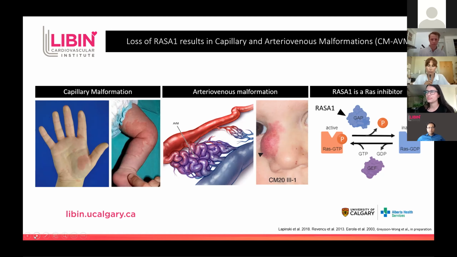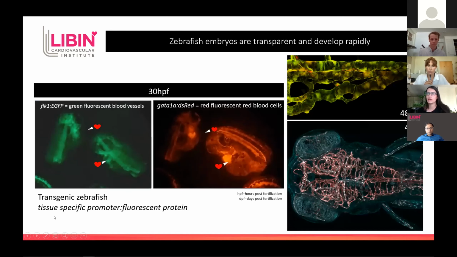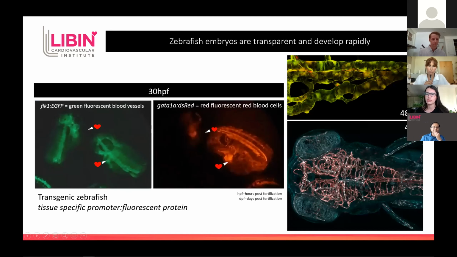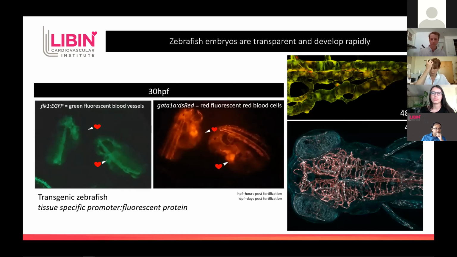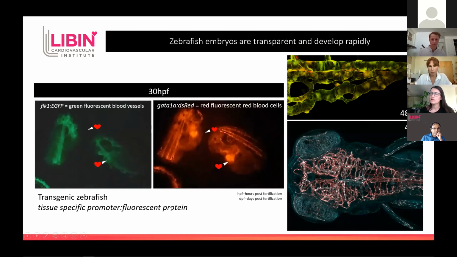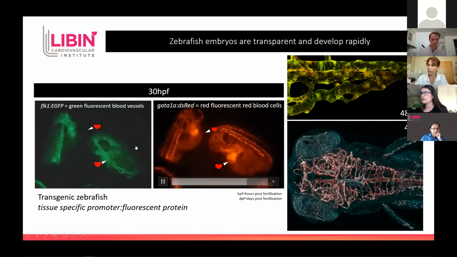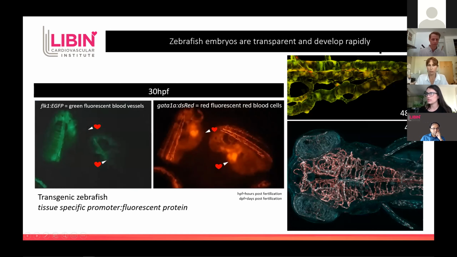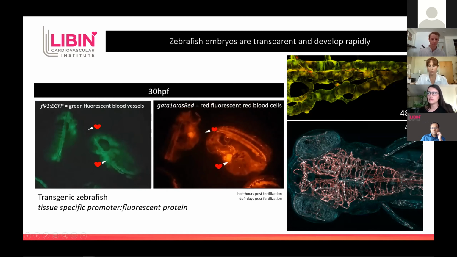as our model. So why are we using zebrafish? There's a couple of reasons why zebrafish are so useful in modeling blood vessel diseases. One of these reasons is because the embryos are transparent. This makes them easy to image, especially live embryos, and they develop really rapidly. So by 1 day post-fertilization, they have a full circulatory system.